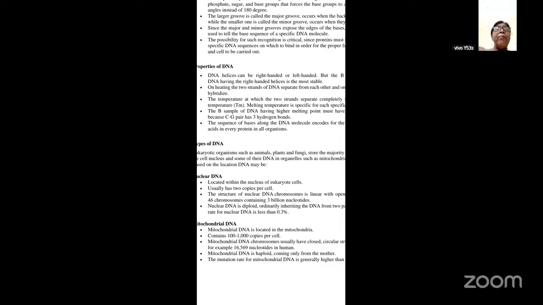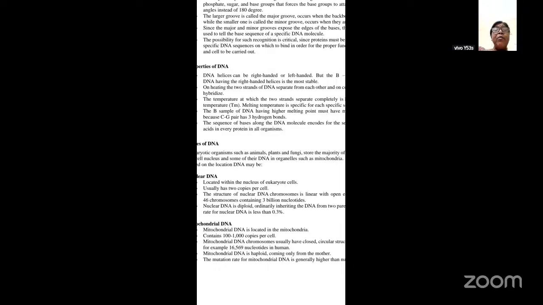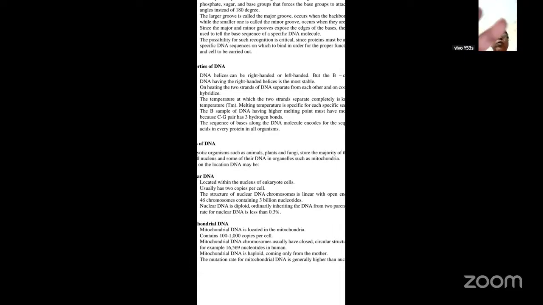Now, when compared to the A, we can say, on heating, the two strands of DNA will separate from each other, and on cooling again they will come close together and try to hybridize. The temperature at which these two strands separate completely is called the melting temperature. This melting temperature is specific for the sequence of the DNA. The B sample of DNA having a higher melting point must have more CG content. So this is about the properties of DNA.